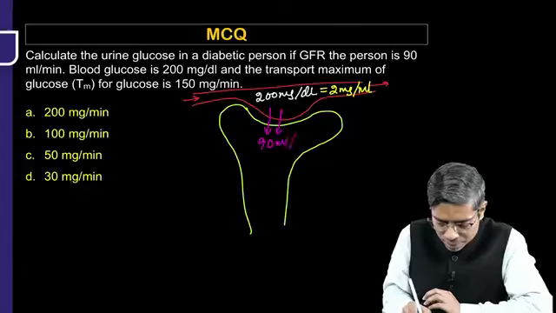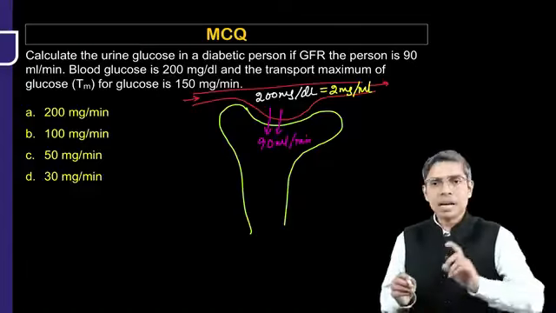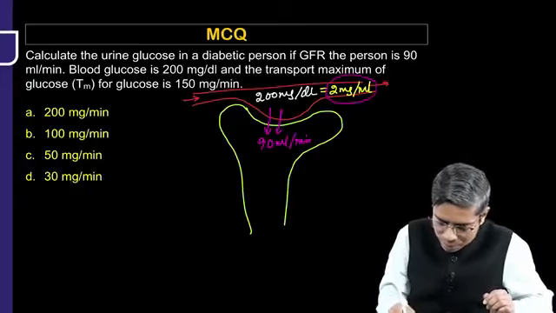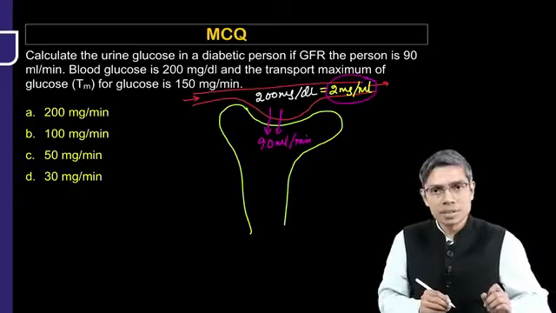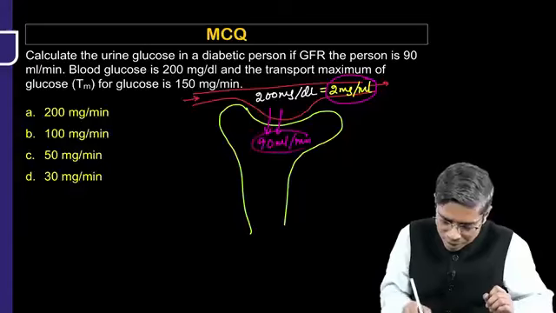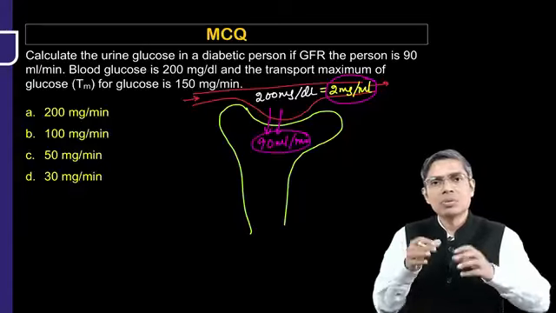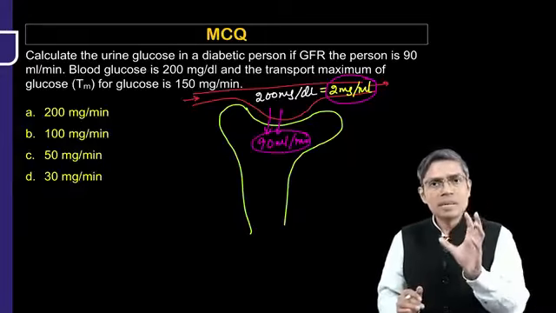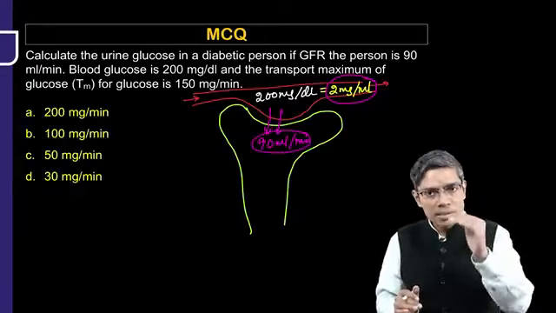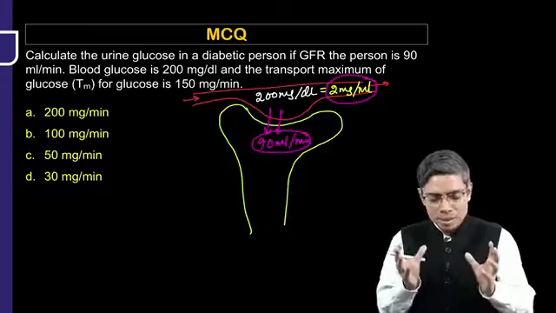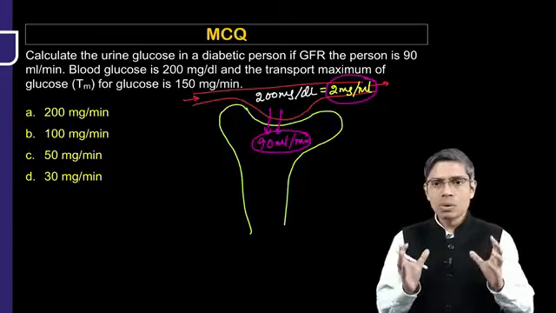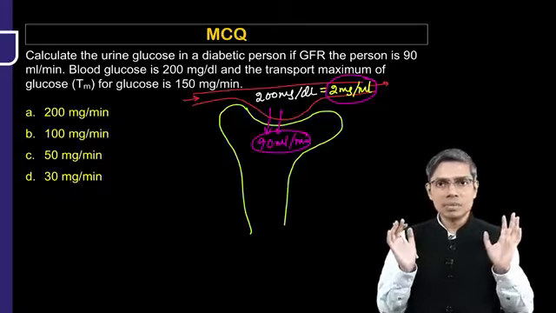90 ml per minute. So I can understand from this that within 1 ml of plasma, 2 milligram of glucose is present. If there is filtration of 90 ml of plasma, how much glucose will be filtered? That is a simple thing. So GFR is 90 ml. What is the meaning of that? Means there is filtration of 90 ml of plasma in 1 minute. Ultrafiltration of plasma, and 1 ml of plasma contains 2 milligram of glucose.